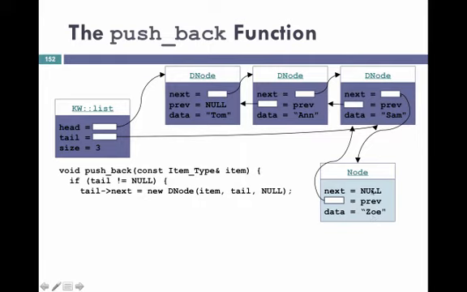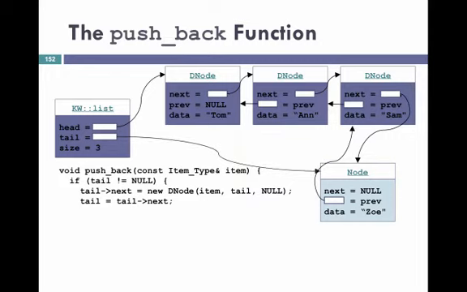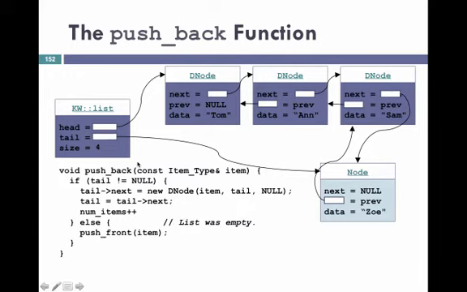And next is going to be set to null, and previous is going to point to what tail used to point to. And then tail is going to be set equal to tail arrow next. So we'll advance tail to go from Sam to Zoe. We increment the number of items to 4, and we're done. Else, if the tail is not null, the list was empty, then we'll just call push front.